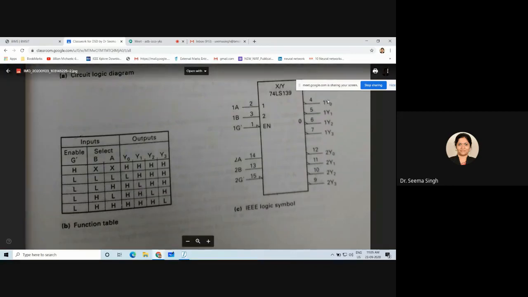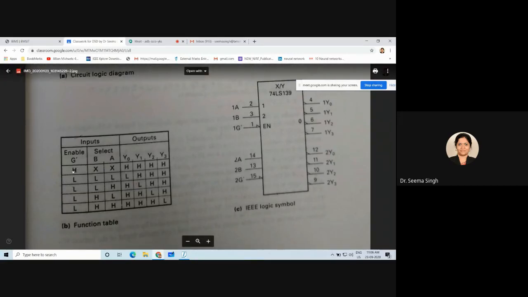Anyone, because the first decoder is labeled as 1 and the second decoder is labeled as 2. So Y0 to Y3 is your output, the inputs are A and B, and enable is G dash. Now what you can see is that enable will be enabled only when it is 0. Why? Because it is active low.